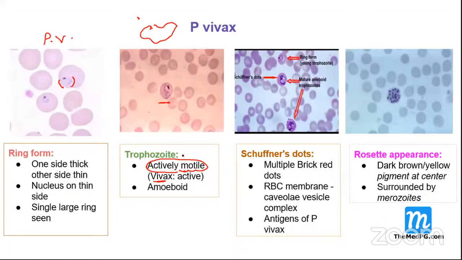And if you see Plasmodium ovale, there also you can see some distorted, amoeboid shaped trophozoite. But that particular trophozoite is not as motile as that of Plasmodium vivax. So this is one of the differentiating points. If you see a less distorted trophozoite, then it is Plasmodium ovale.